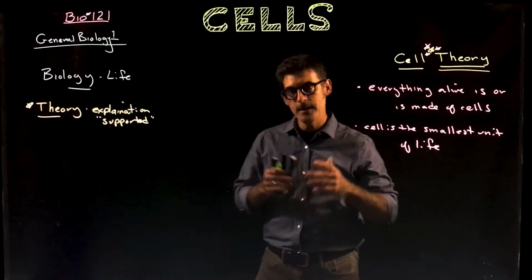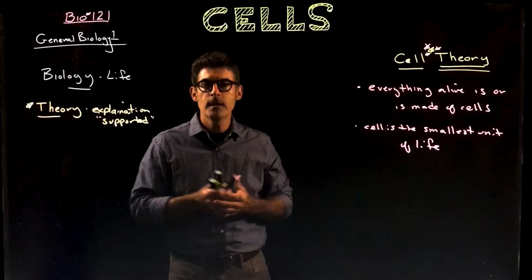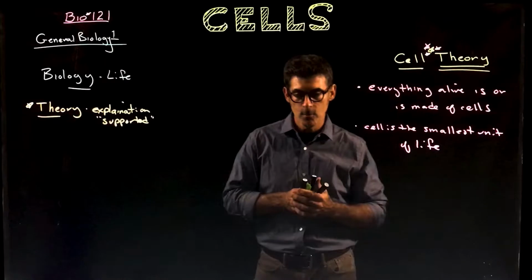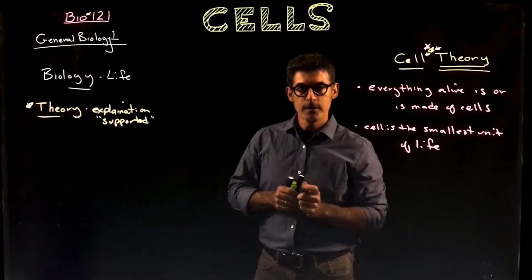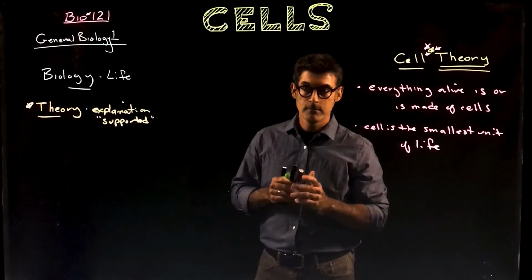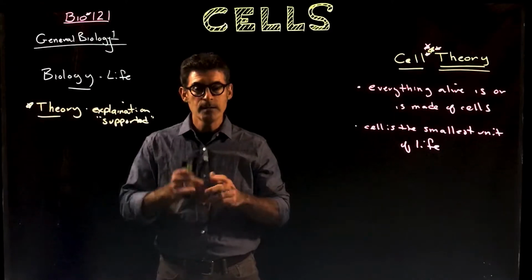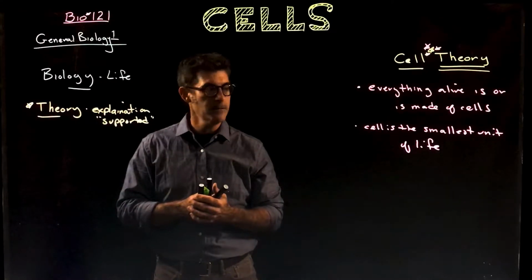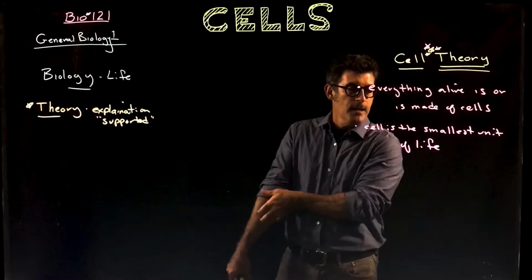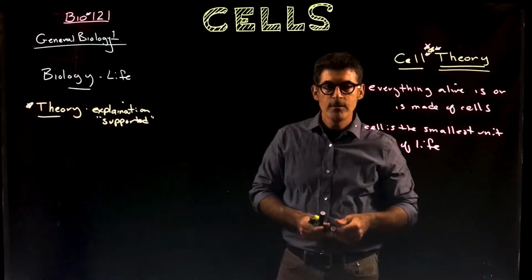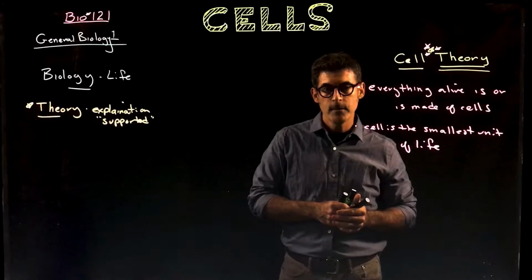Because if we really want to understand life, if you want to understand organisms and organs and organ systems within an organism, or how organisms interact with other organisms, we really can start off at the lowest, most simplistic level. And in some ways, it's really not simple. It's fairly complex, actually, but it is the level of the cell. All right? And so that's what this whole course is really about, is about cells. So everything alive is or is made up of cells. A cell is the smallest unit of life. Those are two major parts of what we call the cell theory.